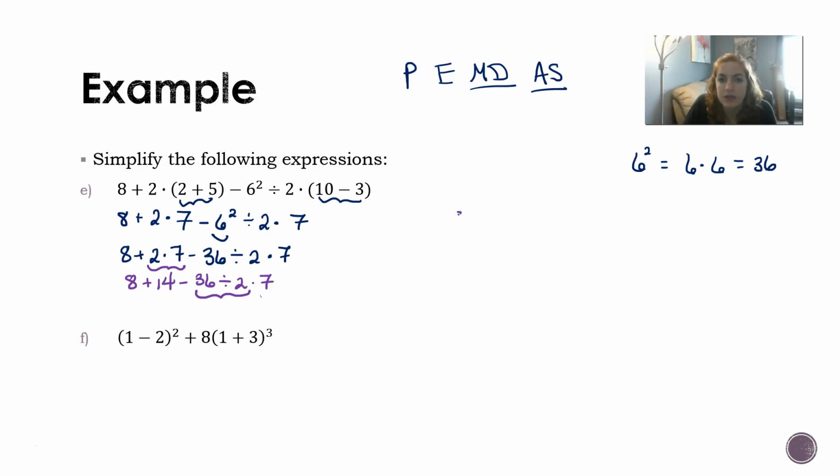So I'm going to go ahead and rewrite this over here. 8 plus 14 minus 36 divided by 2 is 18. And then I'm just copying down that times 7. So 36 divided by 2, we simplified that to 18. And now we can move on to multiplication because it was after division. It was further to the right. So 8 plus 14 minus 18 times 7.